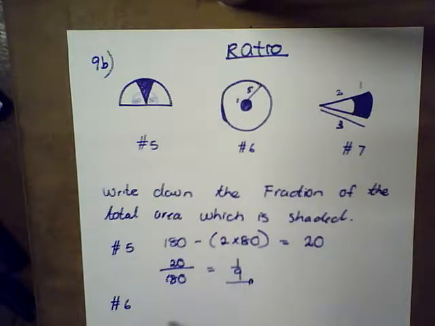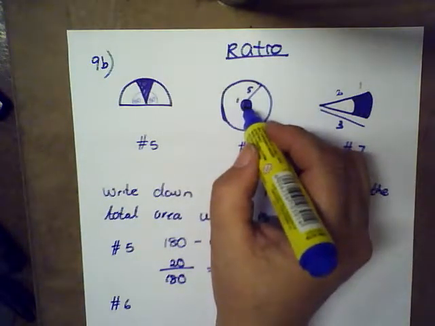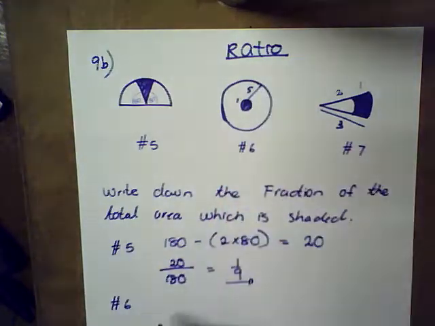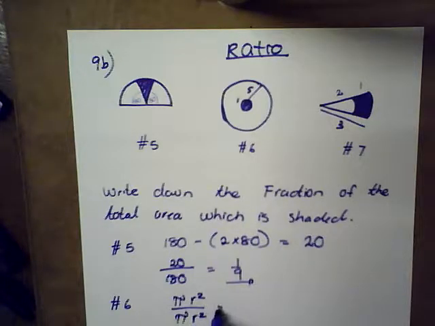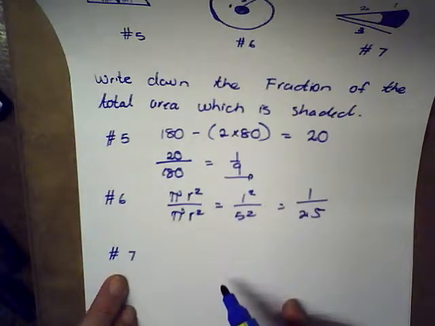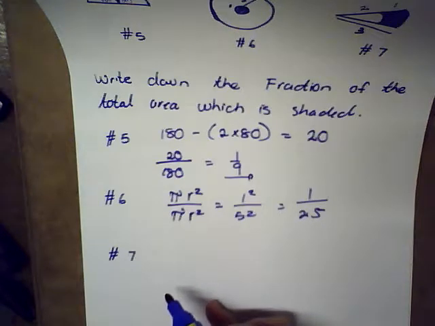Question 6 says, what is the ratio of the shaded area? I know it is radius over radius. So it's in terms of squares. So it's pi radius squared over pi radius squared. We know pi and pi can cancel out, so it would be 1 squared over 5 squared. That would give me 1 over 25. And we are done with question 6, diagram 6, and we're left with diagram 7.